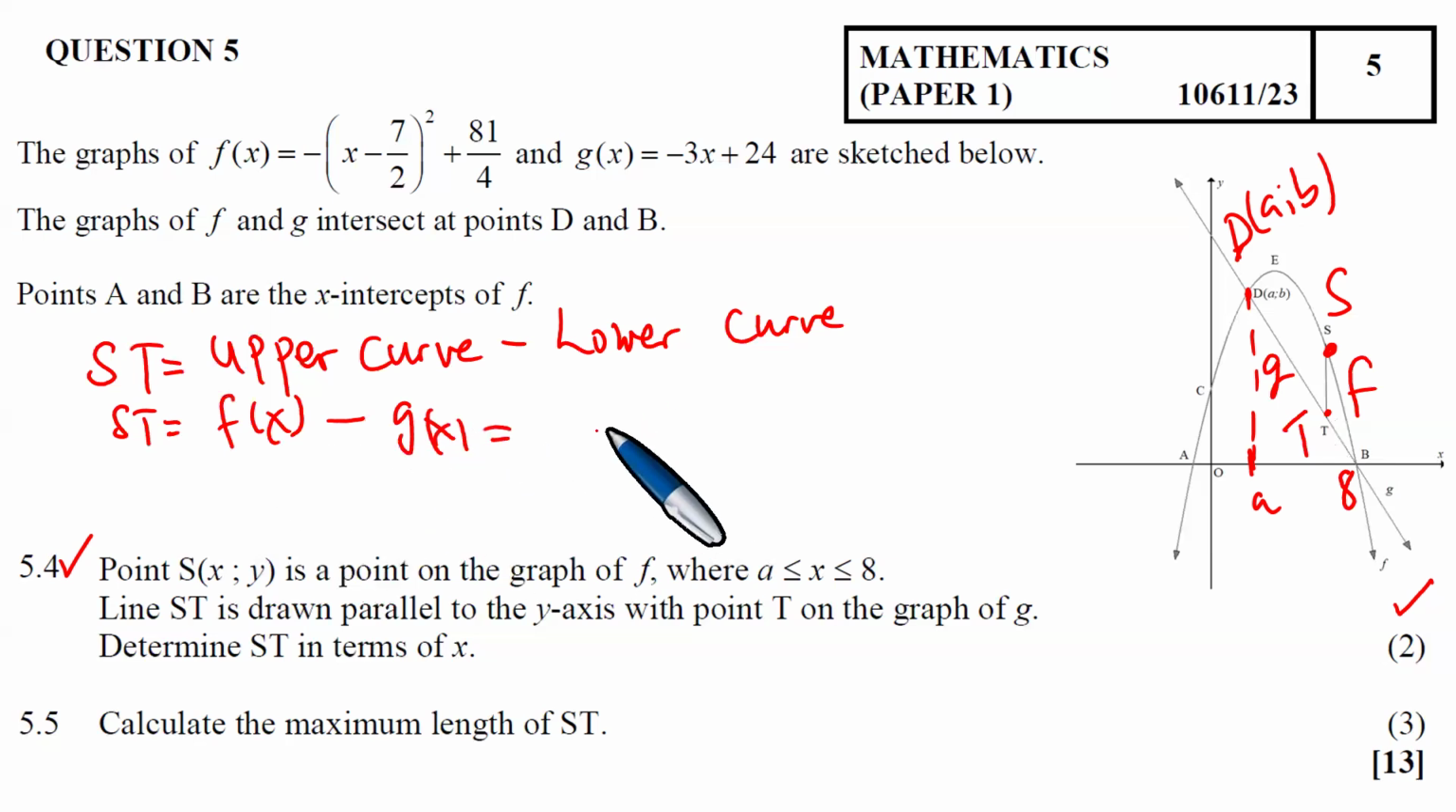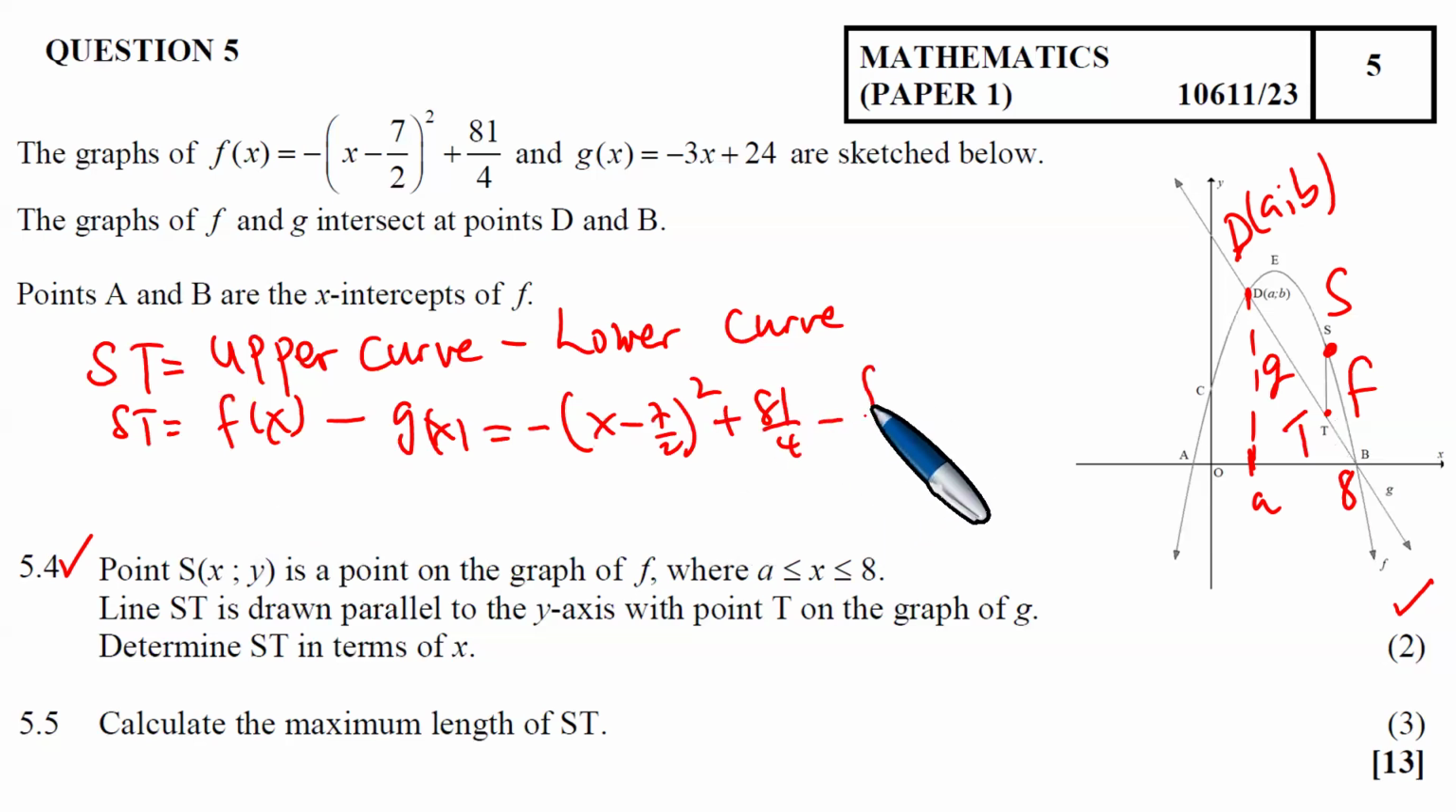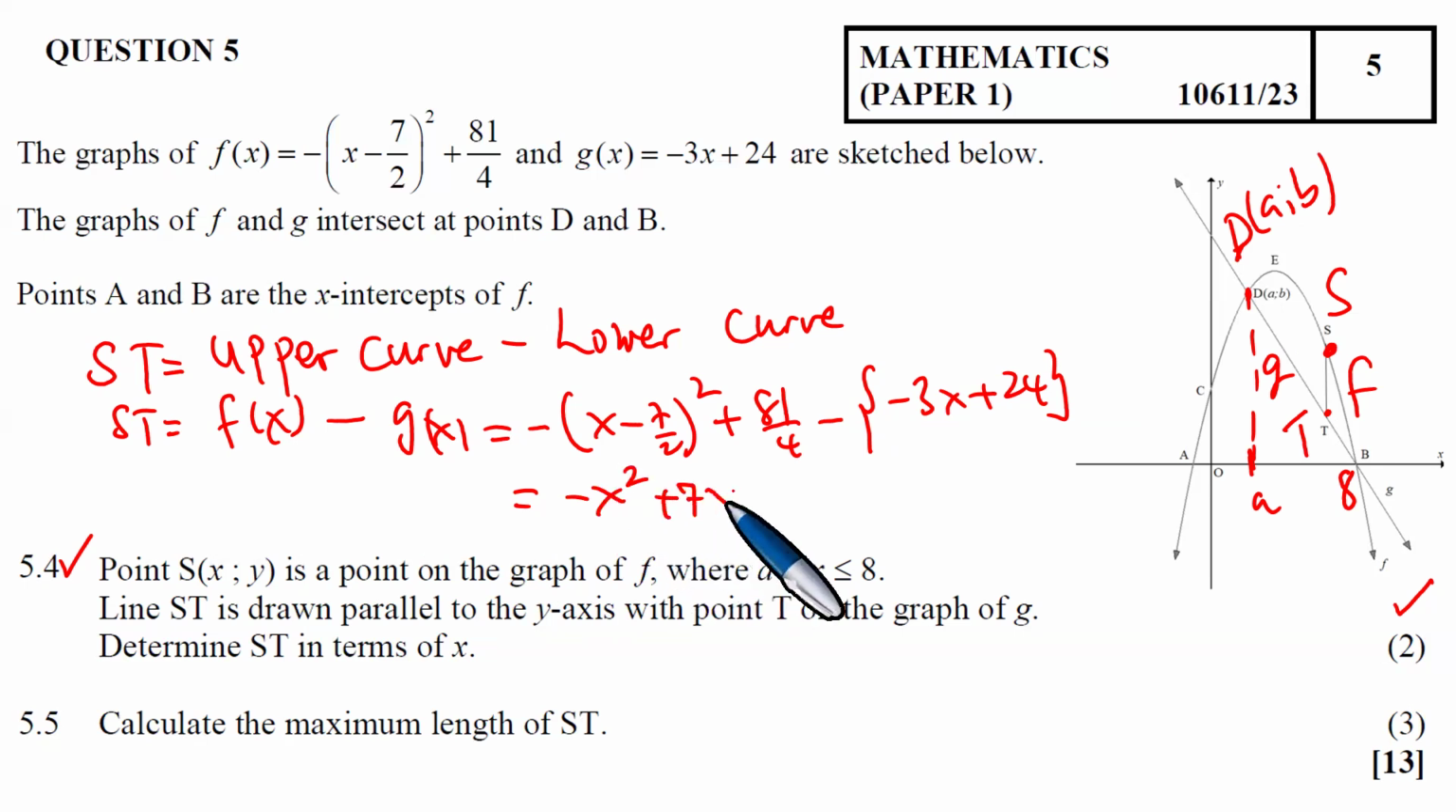What is F of x? It is minus (x minus 7 over 2) squared plus 81 over 4, minus G of x, which is minus 3x plus 24. So we expand everything. If you expand this, what you get is minus x squared plus 7x plus 8. And then you have plus 3x minus 24.